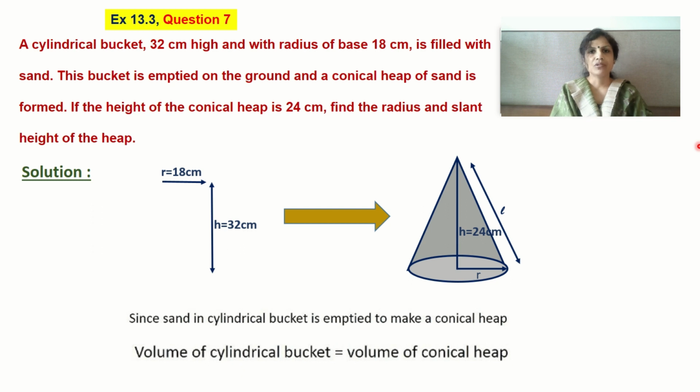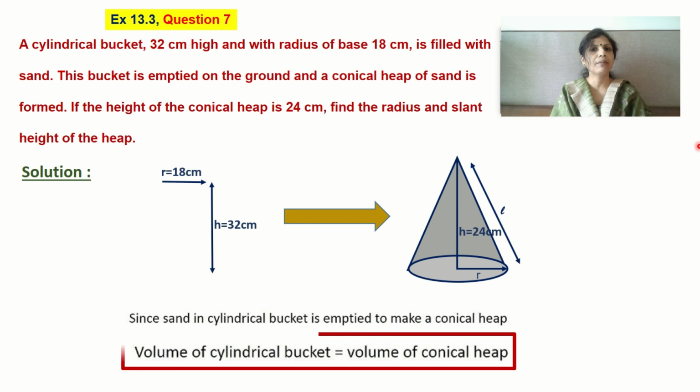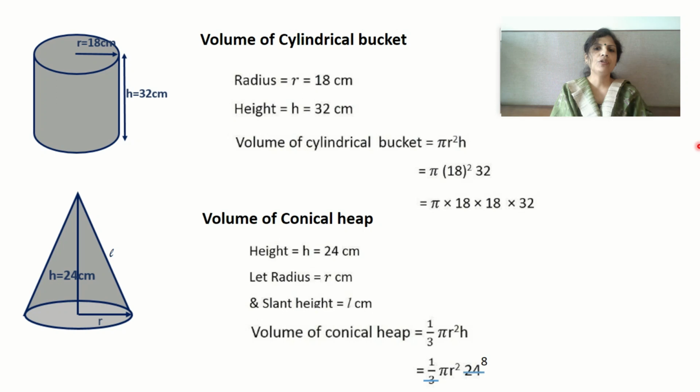We can make out that when you empty a cylindrical bucket, a conical heap is formed. So the volume of the cylindrical bucket and the volume of the conical heap must be the same. So now what we will do, we'll find out the volumes one by one, equate both the volumes, and then we will try finding the radius and the slant height of the conical heap. So let's start with the volume of the cylindrical bucket. For your reference, the figures are there. You can check out the measurements from the figure.